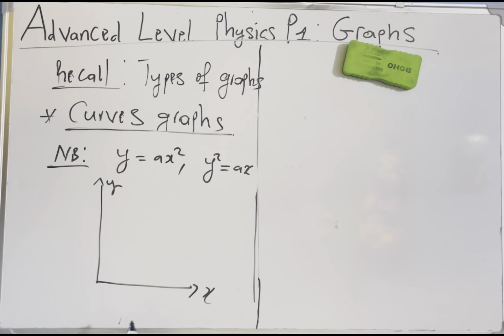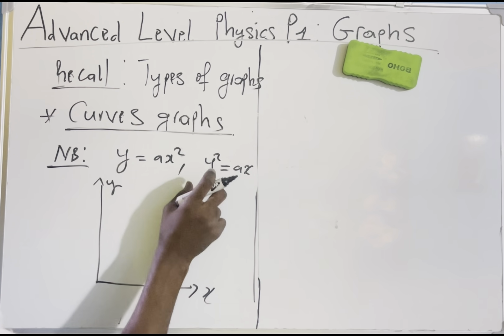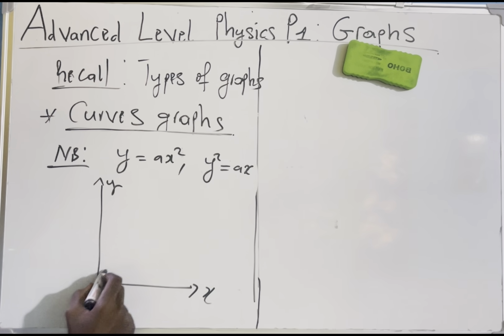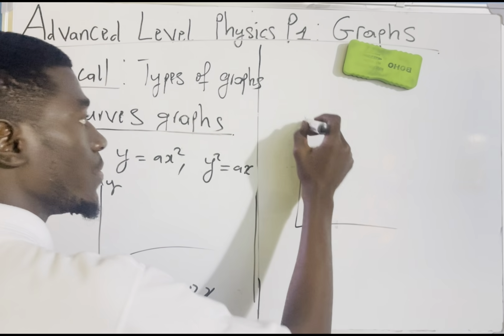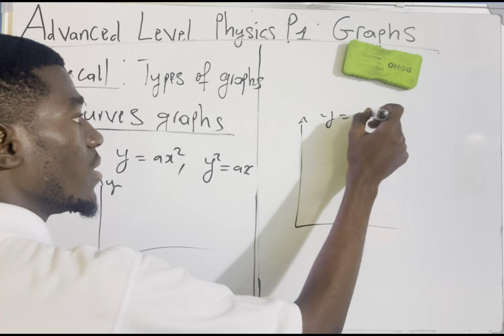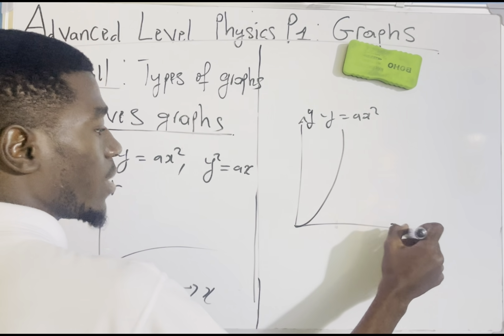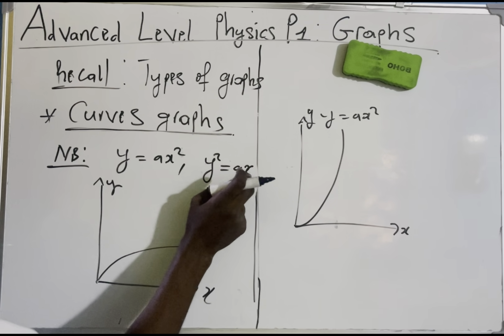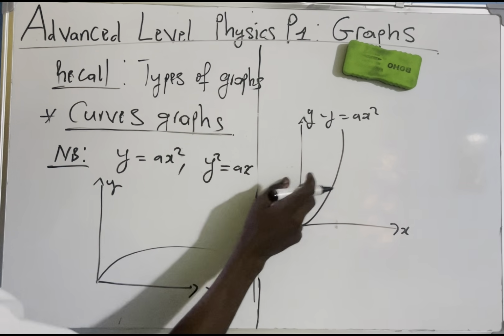It means that for a small change in y, there is a bigger change in x. So the curve will follow the x-axis. How do you understand it? When I'm having y equals ax squared, the curve follows the y-axis. But when y is squared, the curve follows the x-axis. So you see this small difference.